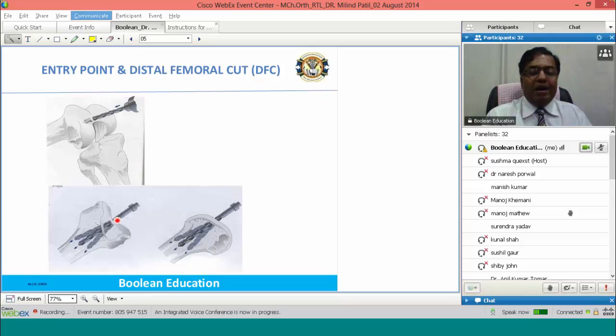So what may happen is the rod, after you have done the entry point, may go either towards the medial cortex or towards the lateral cortex, which will defeat your purpose. The idea is to open the medullary canal and the rod should go right down to the isthmus. Also important is that if you look at the lateral side, the rod may perforate the anterior cortex or may go to the posterior cortex, but it should not happen. It should go right into the center. The idea is that from the center of the lower end of the femur, you go up to the isthmus.